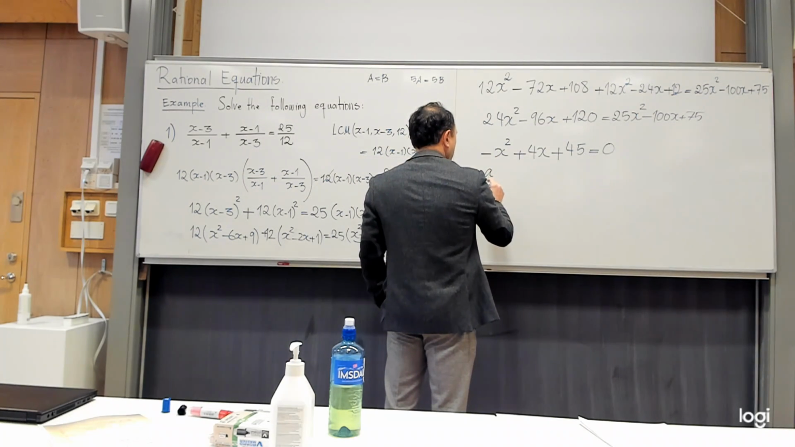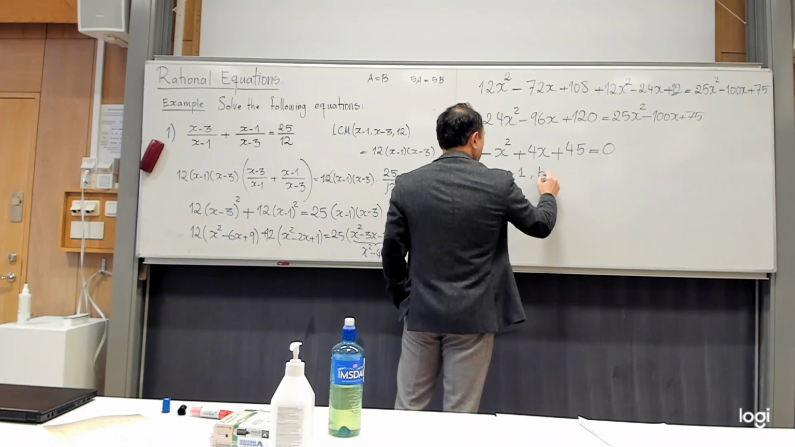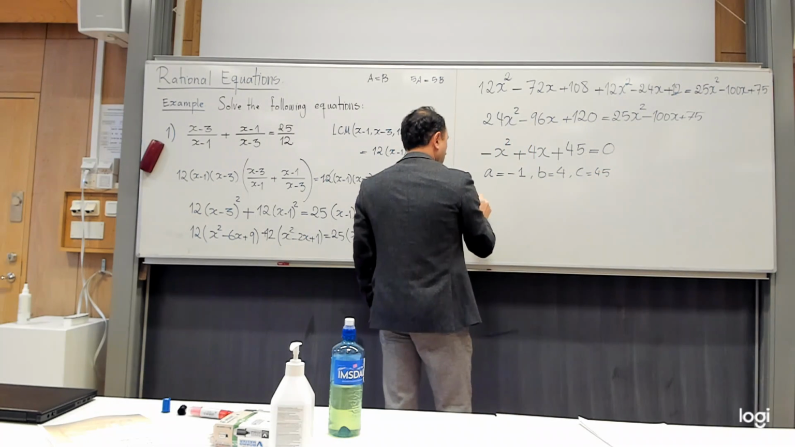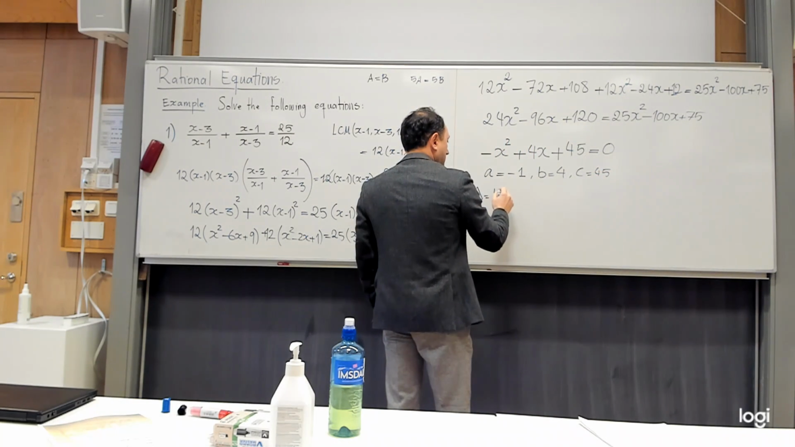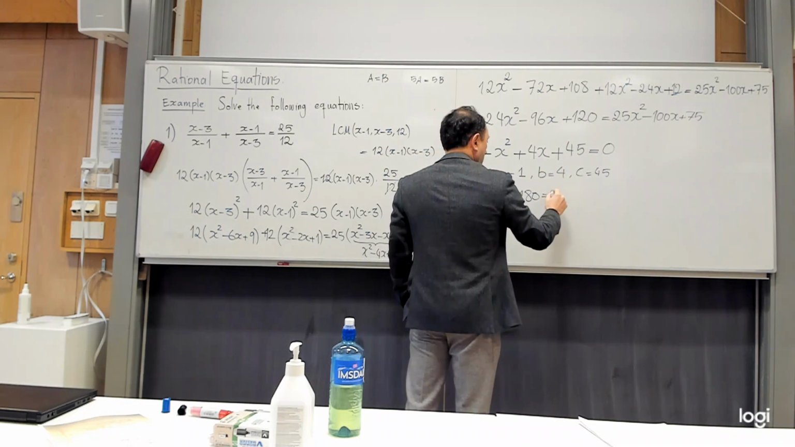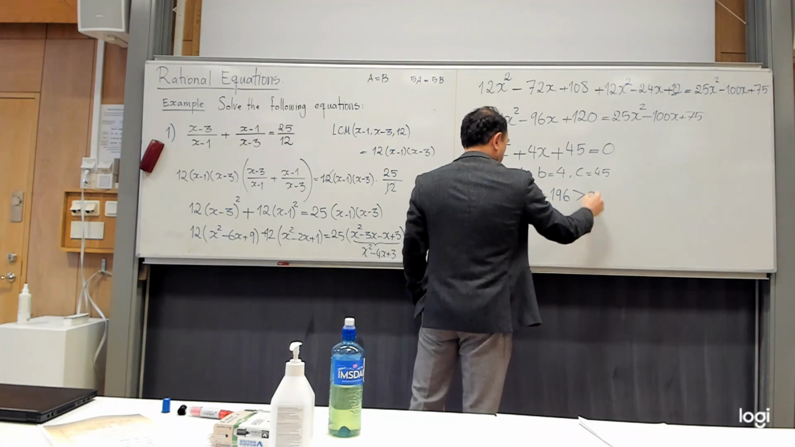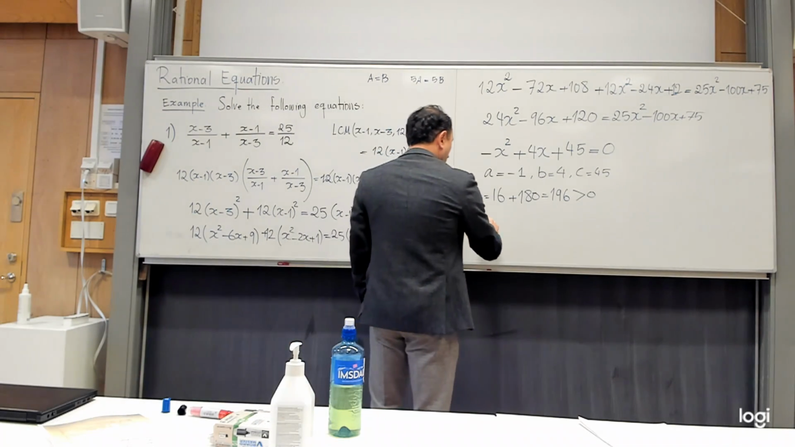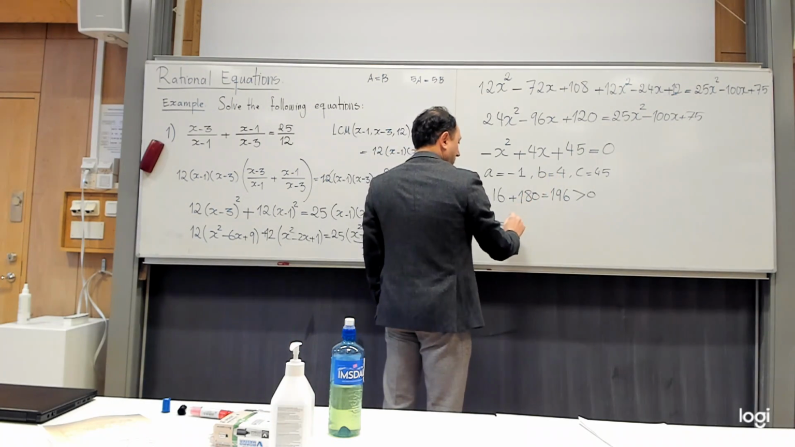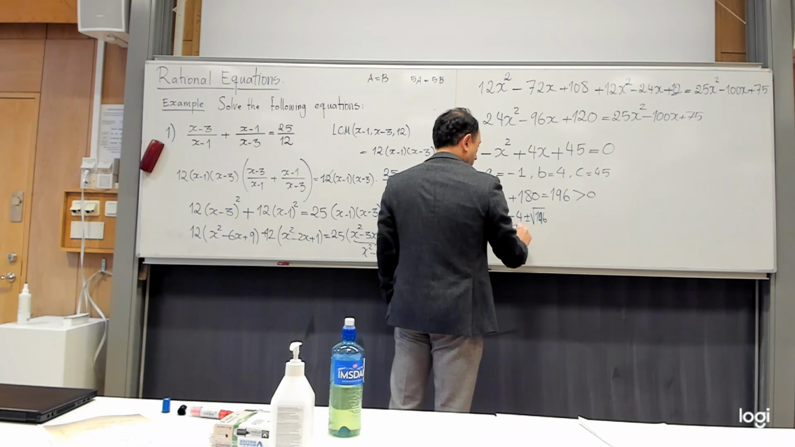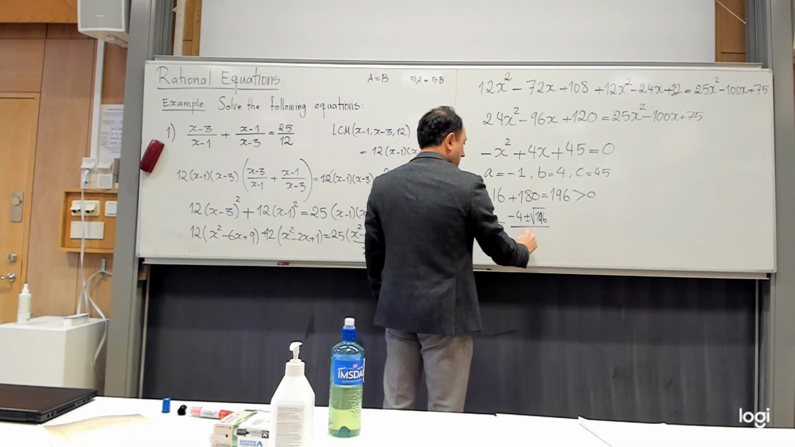So let me use the ABC formula. So a in this problem is minus 1, b is 4, and c is 45, yes? So if I calculate delta, delta is b squared, 16, minus 4 times that is positive 180, and it becomes 196, which is positive. Okay, and then you have x equals minus b plus or minus the square root of delta, and then divided by 2 times a, which is minus 2.